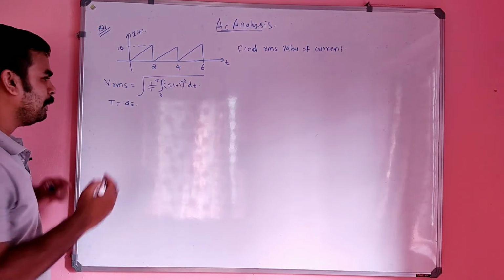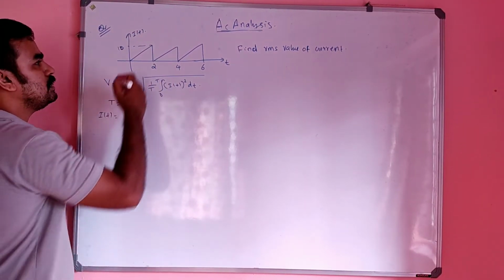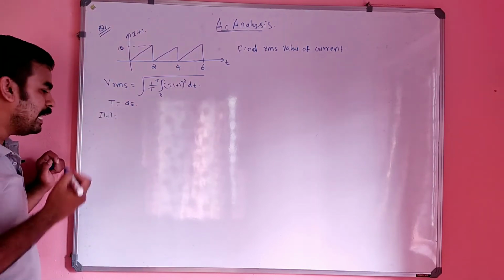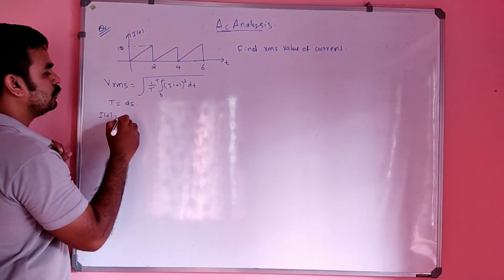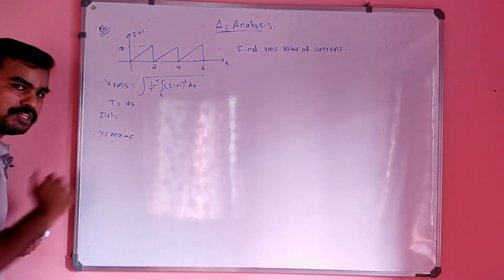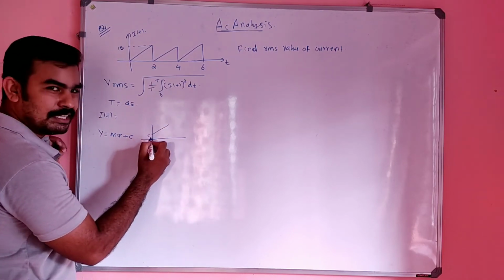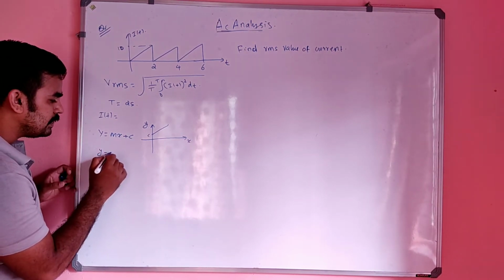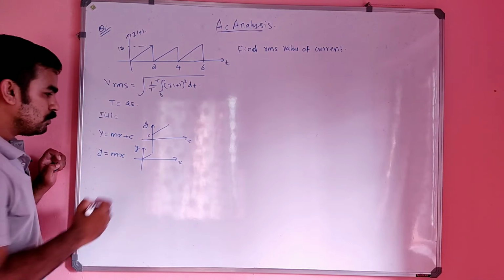But what is I of t now? How can I write I of t? See, this is a straight line which is passing through the origin. Is it clear? For a straight line, we have a general equation y is equal to mx plus c, where c is the y-intercept. For a line passing through the origin, you have y is equal to simply mx. This is x and this is y.